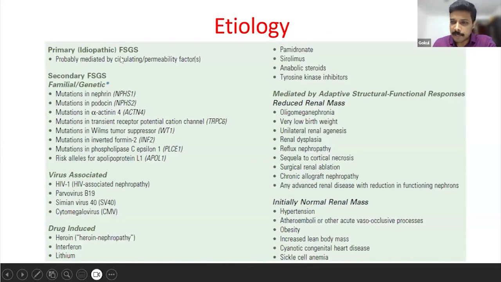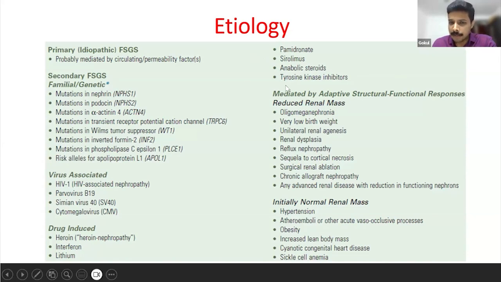As we know, primary FSGS is probably mediated by a circulating permeability factor, and in the secondary FSGS, the main things which we have to rule out are a virus or drugs. Among the viruses, there are HIV, parvovirus, SV40, cytomegalovirus, and we have seen a lot of FSGS during the COVID period. COVID can be a cause of FSGS. And the drug-induced, mainly the drugs which are encountered are lithium, pamidronate, sirolimus, anabolic steroids, heroin. So all this drug history has to be taken.